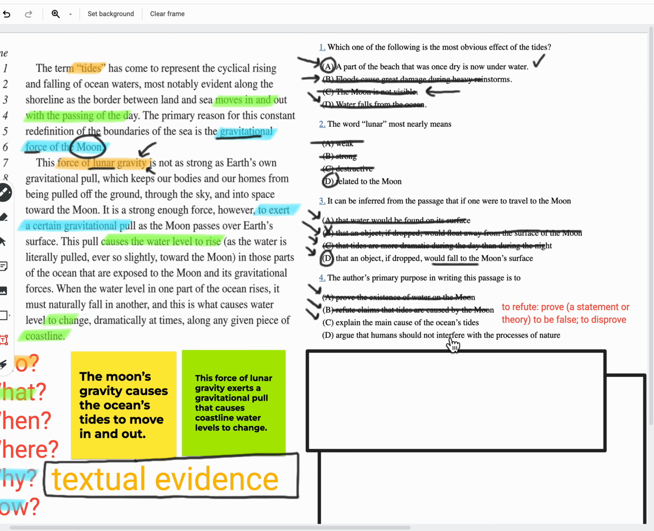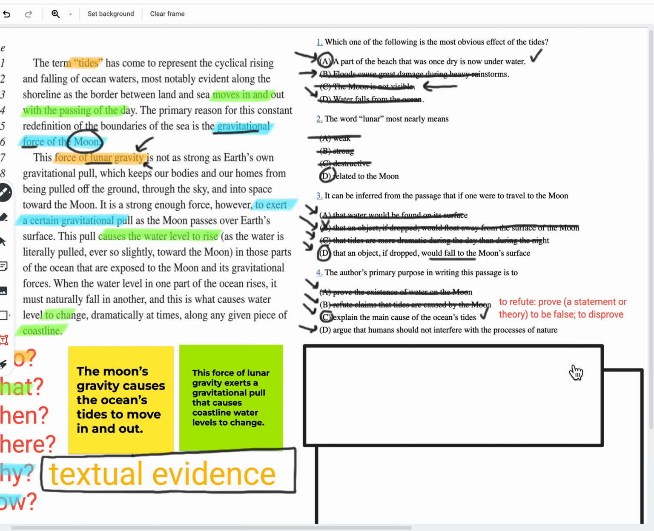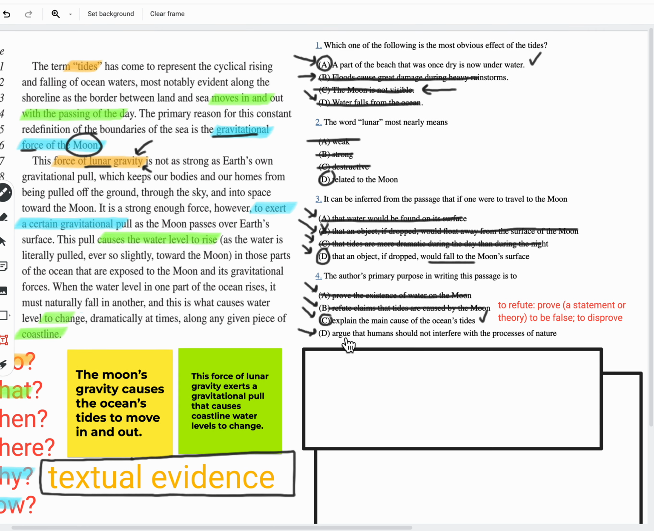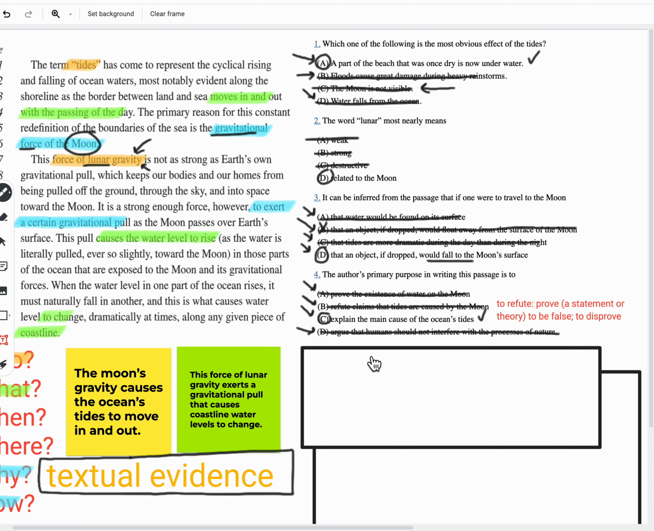C, explain the main cause of the ocean's tides. Yes, this is what the article has set out to do. This is what we wrote into our notes. And D is to argue that humans should not interfere with the processes of nature. Again, we don't have any arguments for or against something like that. That is not supported by the text. C is our correct answer.